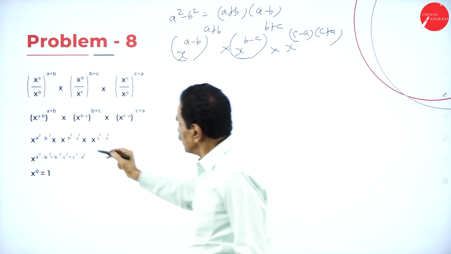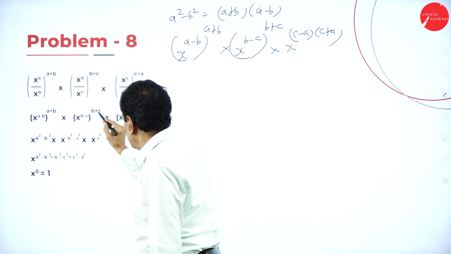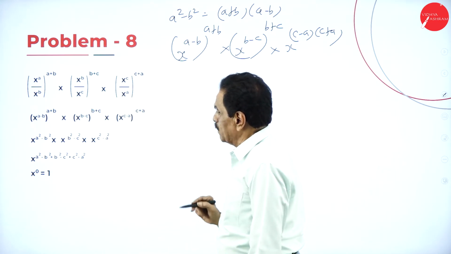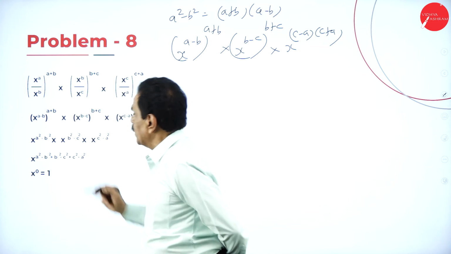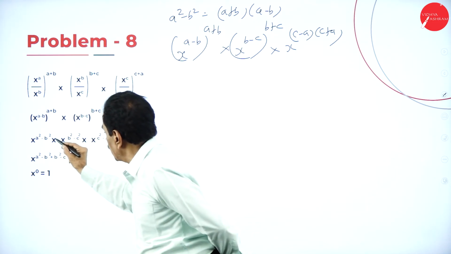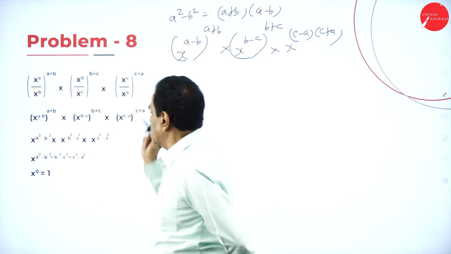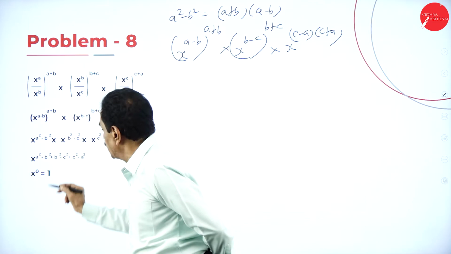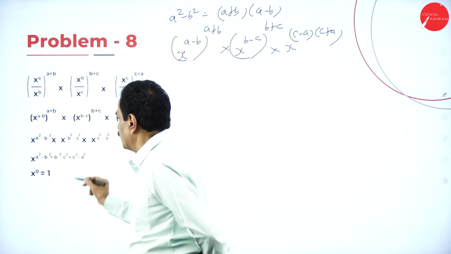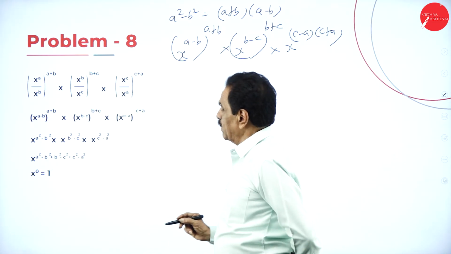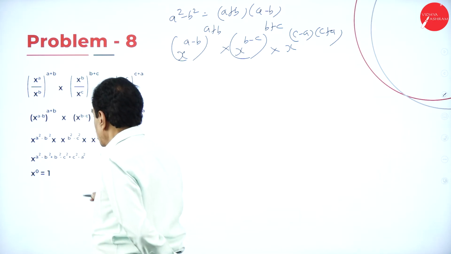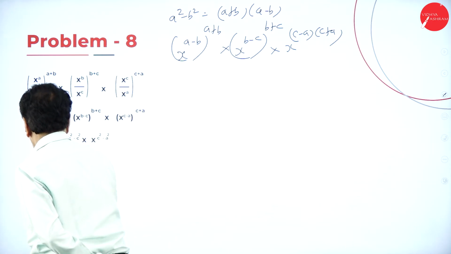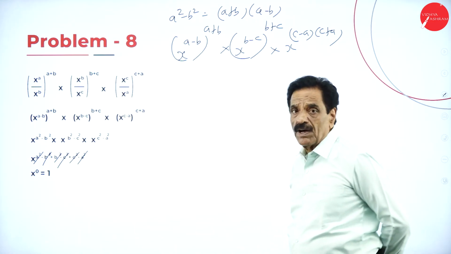What I saw here now: A minus B into A plus B, B minus C into B plus C, C minus A into C plus A. So A minus B into A plus B is nothing but A square minus B square, B square minus C square, C square minus A square. So if you take X as a base, X to the power of A square minus B square plus B square minus C square plus C square minus A square. Cancel this. A square cancelled out, B square cancelled out, C square cancelled. X to the power of 0 is 1.